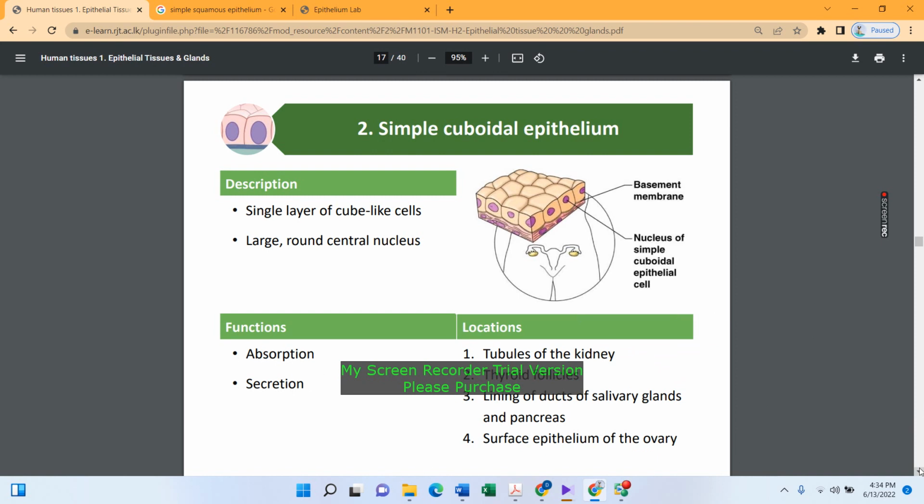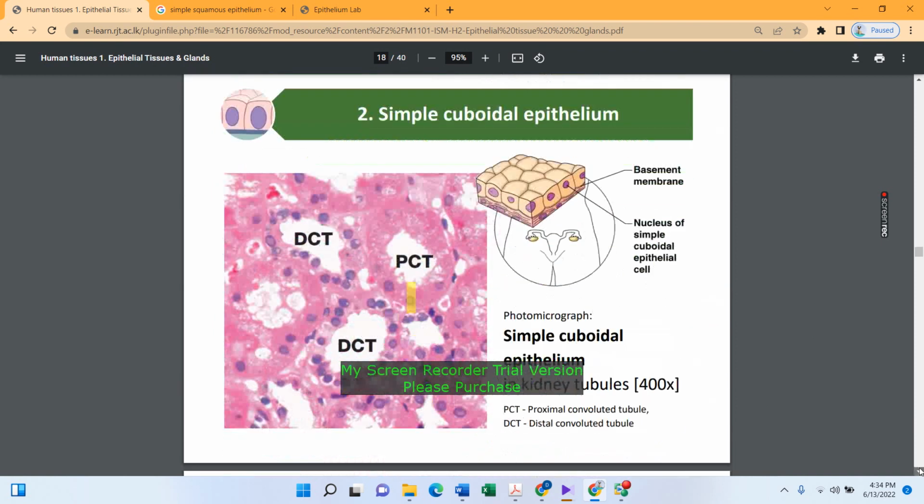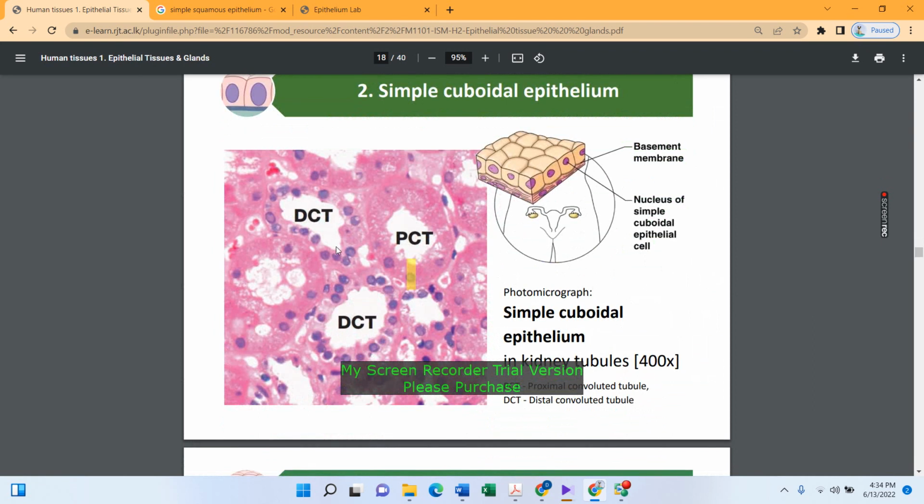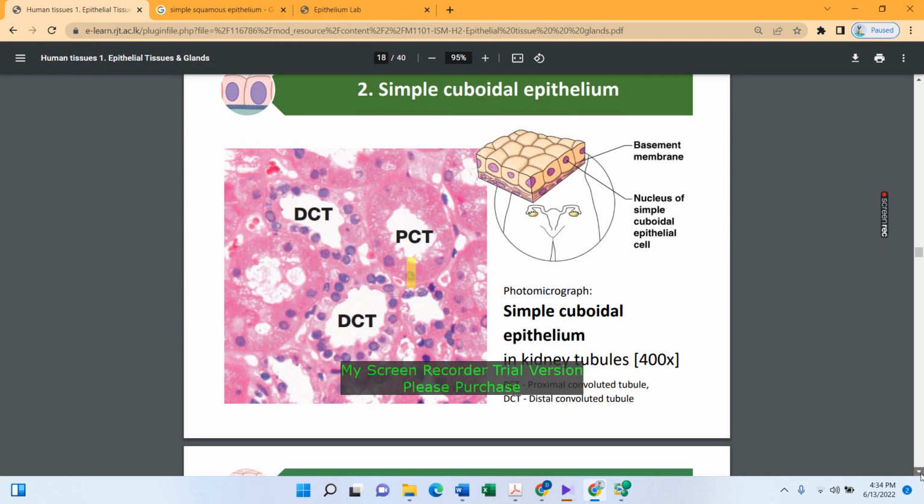So, secretion performing simple cuboidal epithelial cell. You can see that it has a large central nucleus, and that's a characteristic feature of this. This is the distal convoluted tubule, proximal convoluted tubule. Those are the tubules. So the simple cuboidal epithelium in kidney tubules, you can see they have a large central nucleus, and that's a characteristic feature of it.